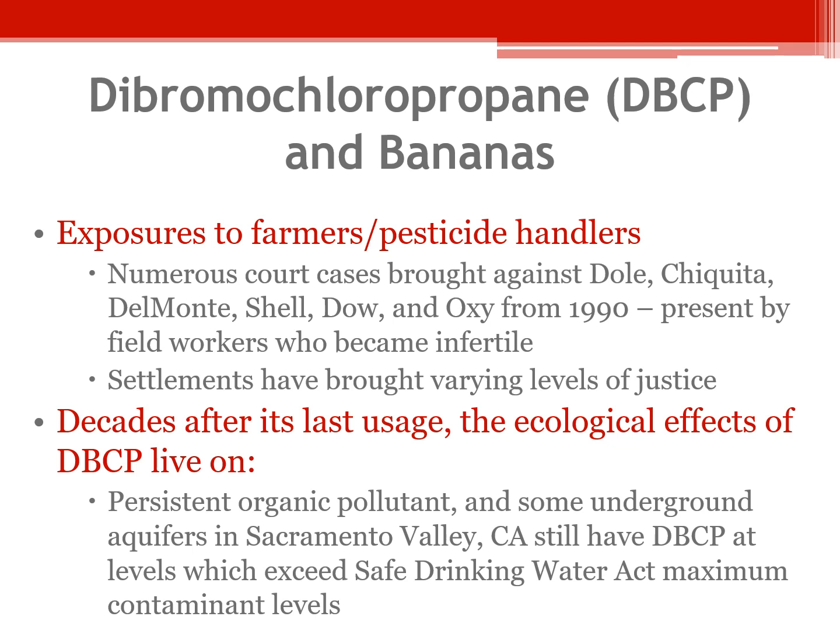Because these companies were based in the United States, Dole, Chiquita, Del Monte, the banana companies, plus the chemical companies, Shell, Dow, and Oxy, the workers, even though they were not U.S. citizens, actually had standing to sue these companies in U.S. courts because they were U.S. companies that had done something that inflicted injuries to these workers. So there were numerous court cases brought against all of these companies from 1990, and they continue to the present day, by field workers who became infertile or even sterile from their exposures to DBCP. And some of them have received settlements that have brought varying levels of justice.